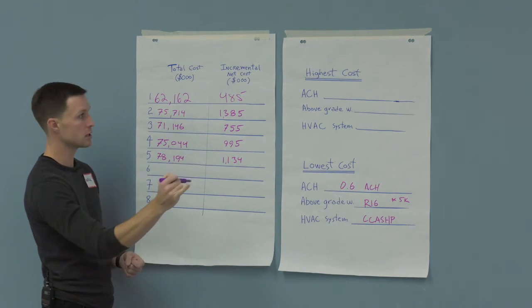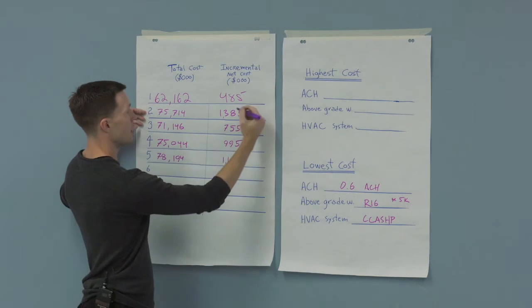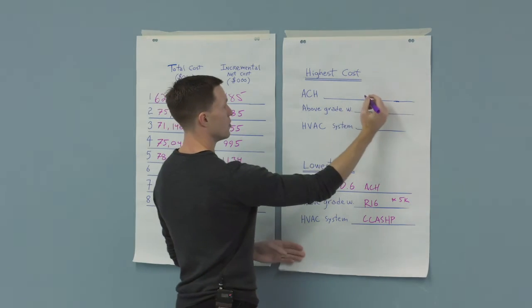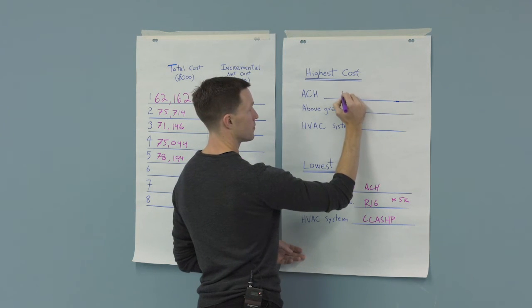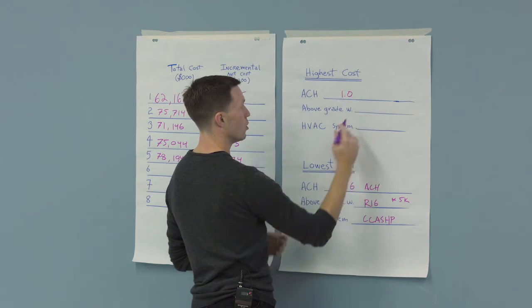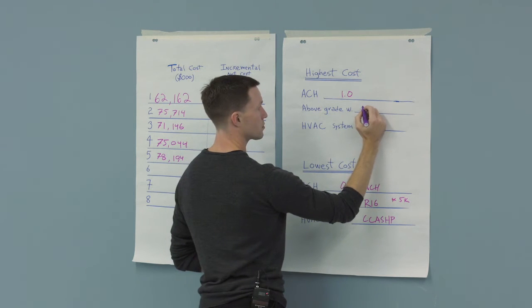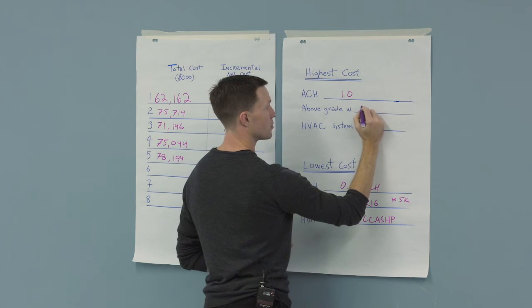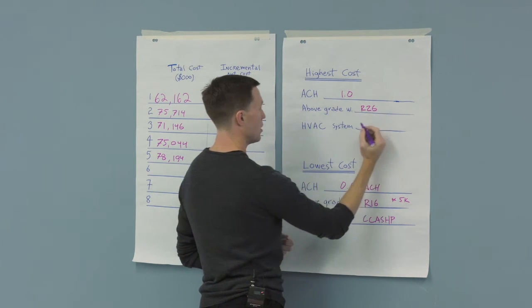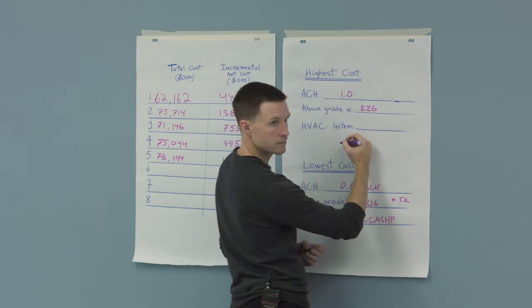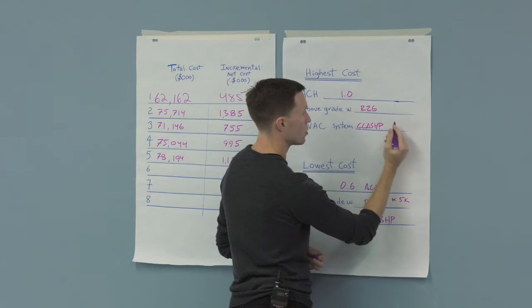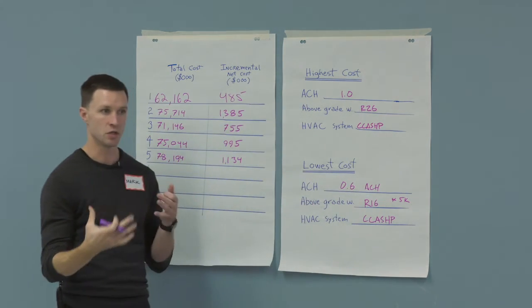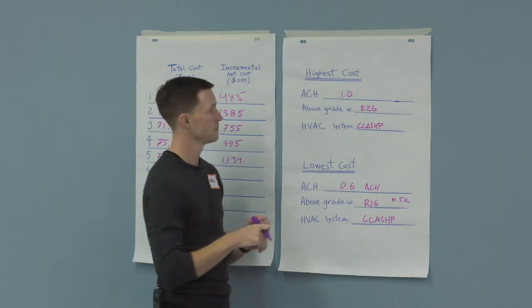So let's start with you guys. With the highest incremental cost, what was your insulation or your ACH? Your above grade wall? It was R26. And your HVAC system? CCASX1. And what was your team's approach in choosing your ECMs?